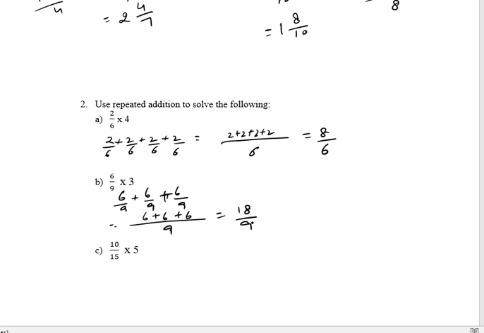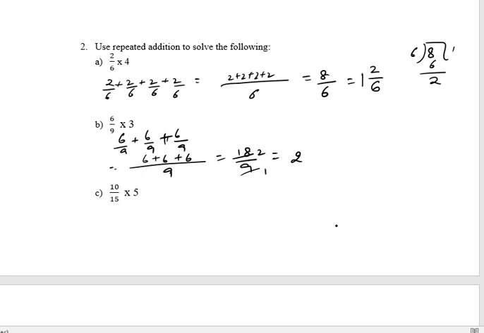So we can simplify or we can leave it as it is. In this case, 9 ones are 9 and 9 twos are 18. If you want, we can make it in the mixed fraction. So divide 18 by 6. 6 ones are 6. Remainder is 2. So we can write 1 quotient, 2 remainder and 6 as the denominator.